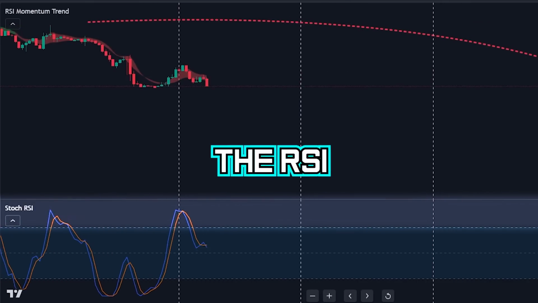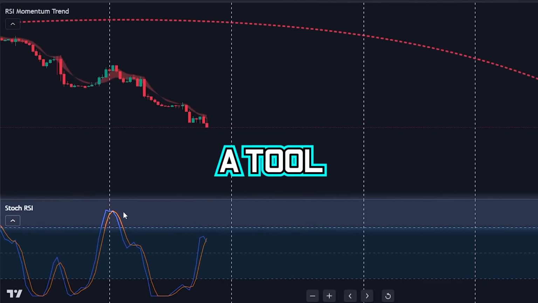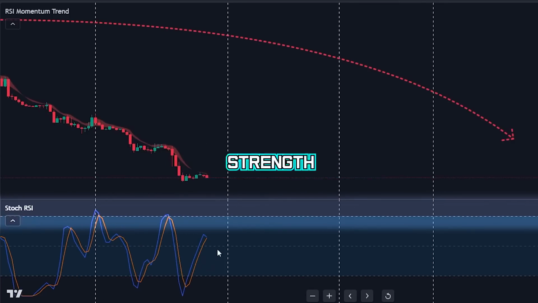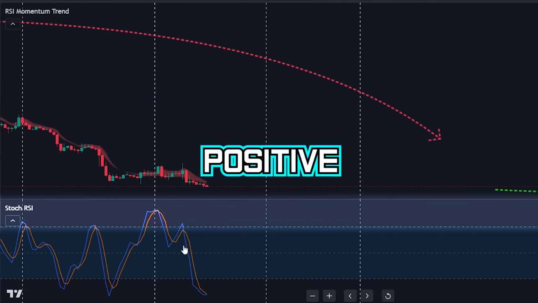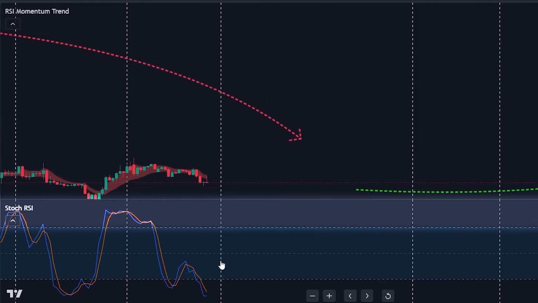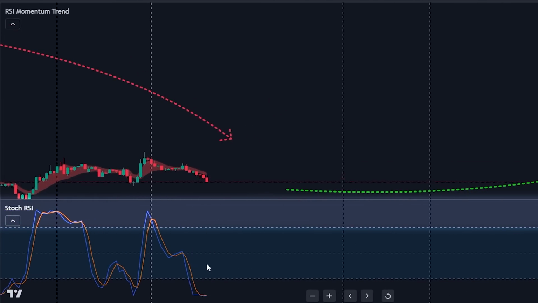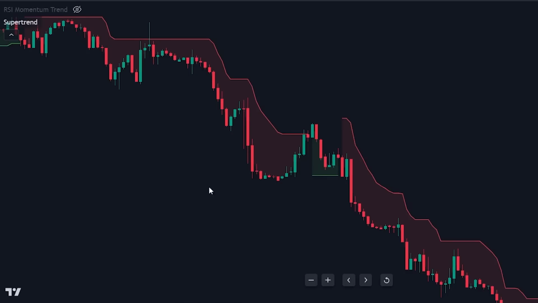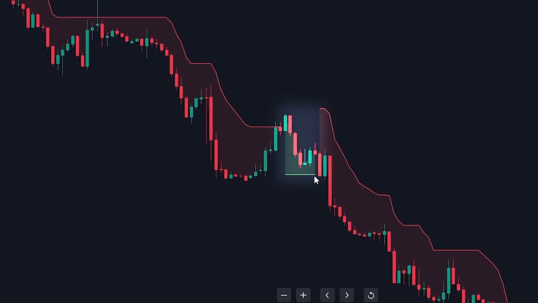We introduced the RSI Momentum Trend Indicator, a tool that accurately identifies market trends by calculating the relative strength index and evaluating positive and negative momentum conditions. This allows us to see the direction the market is moving and to make our trading decisions accordingly. We found that this indicator outperforms traditional trend indicators like the SuperTrend, as it provides fewer false signals.